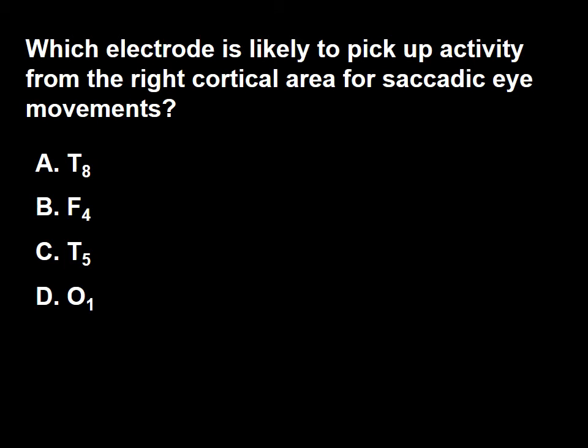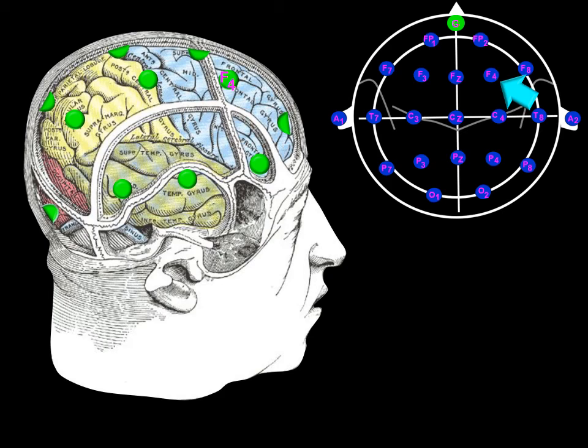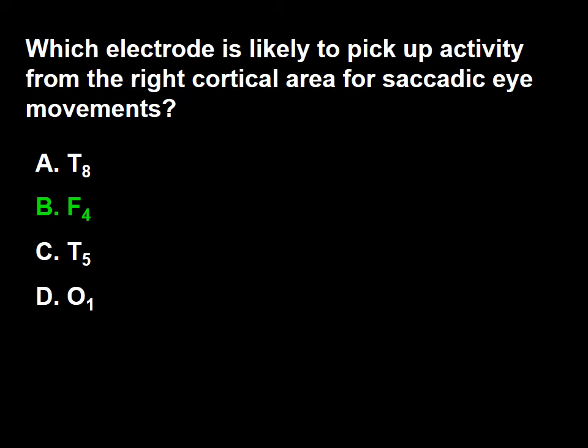Next question. Which electrode is likely to pick up activity from the right cortical area for saccadic eye movements? A. T8, B. F4, C. T5, D. O1. The electrode best suited to capture this area is F4. You can see the location of F4 in the EEG diagram. So the answer to this question is B.